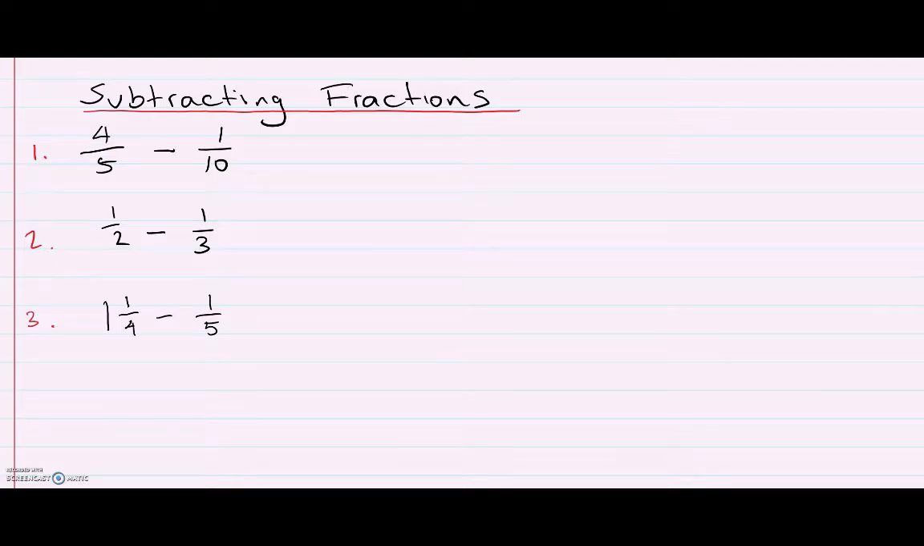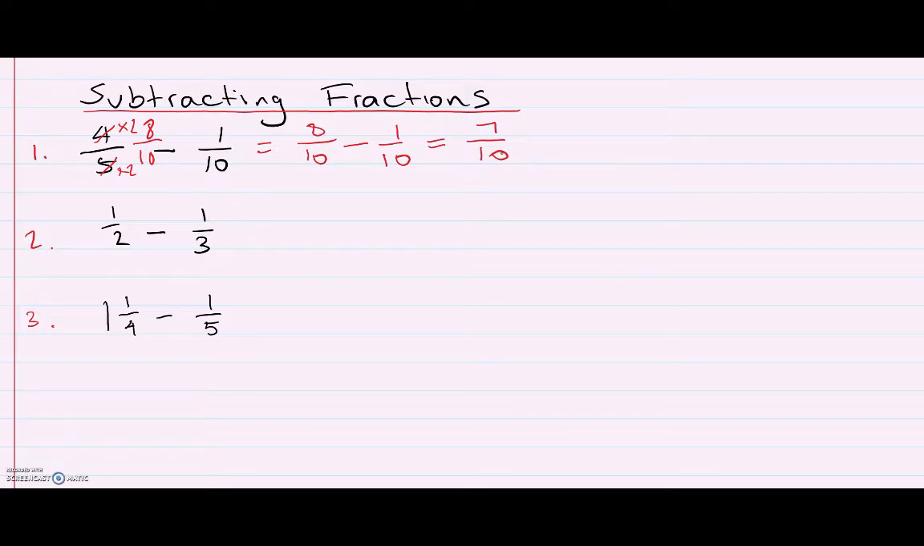Okay, in the first example, we're trying to do 4/5 take away 1/10, and they don't have the same common denominator, so I'm going to have to make sure that they do. Now this 4/5 can be changed into tenths by multiplying the denominator and the numerator by 2. If I multiply the numerator by 2, I get 8, and if I multiply the denominator by 2, I get 10. This means that this question is going to give me the same answer as 8/10 take away 1/10, which is a lot easier to do because that is just 7/10.